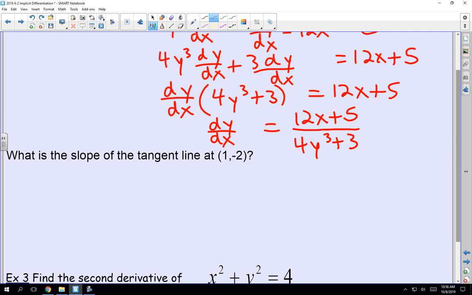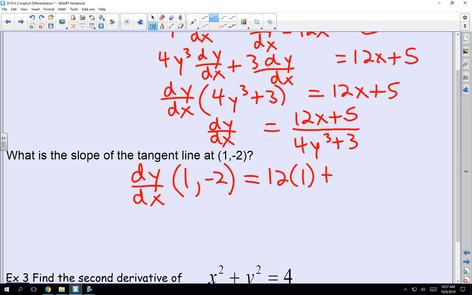It's in implicit form. Has x's and y's on it. So if I want to find the slope of the tangent line at (1, -2), I'm just evaluating dy/dx not at just x, but at x and y. And so I'm plugging in a 1 for x and a -2 for y, and I get 17 over -29 is my slope of the tangent line at (1, -2) for that relation.